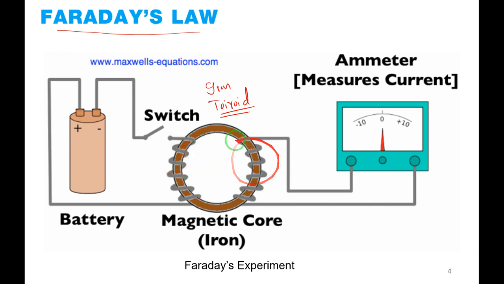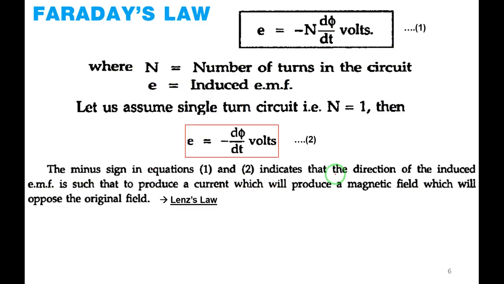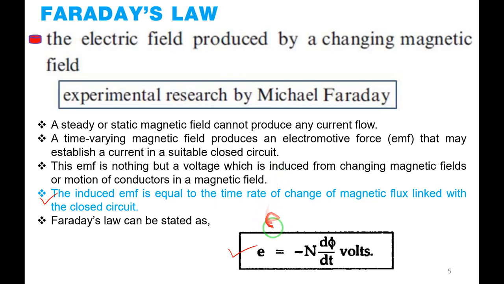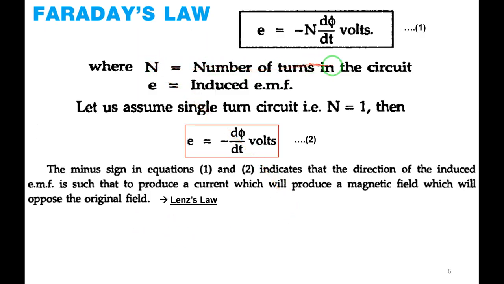Primary coil and secondary coil we say, right? So the induced EMF we call it transformer EMF also. We'll see it later, transformer EMF. This is the mathematical form. Faraday's law can be stated as: the induced EMF is equal to the time rate of change of magnetic flux linked to the closed circuit, right? Then N is the number of turns in the circuit and E is the induced EMF.